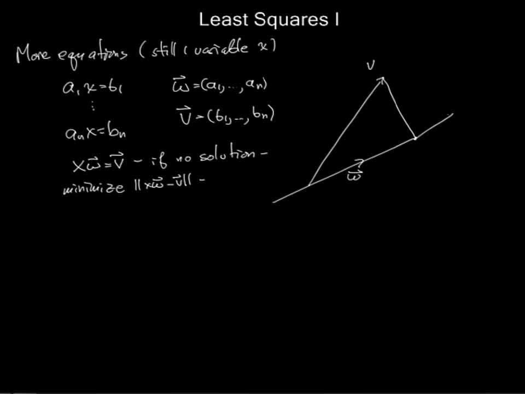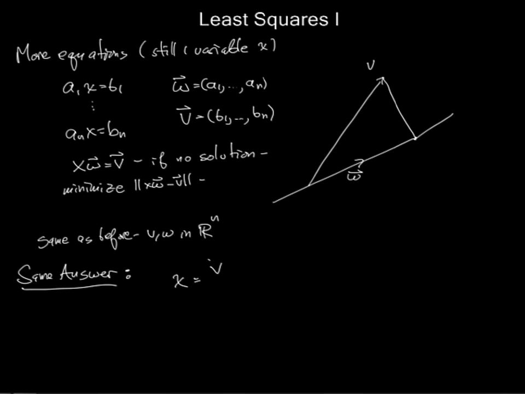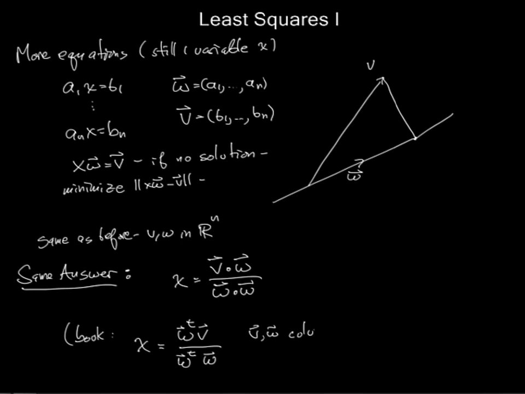So the picture I'm going to draw is just the same, except that you should remember that this is in Rn. And the answer is exactly the same. x is equal to this dot product v.w over w.w. I'm just going to remind you here that the book uses a slightly different notation. They write v.w as w transpose v, and over w transpose w, where we're writing these things as column vectors. But it's exactly the same formula.